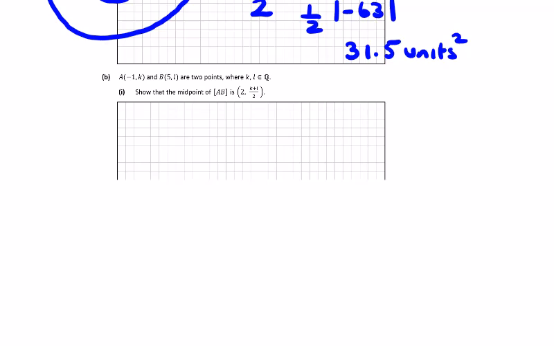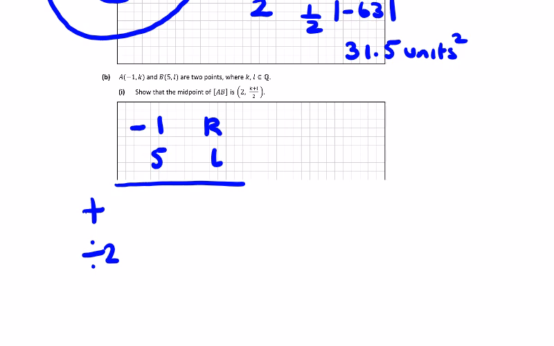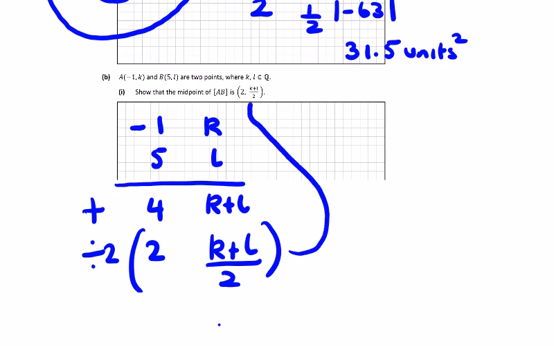Part 2, midpoint. If we go back to our juniors, to get the midpoint we line them up, minus 1, k, 5 and L. What we do is we add together and divide by 2. So adding these together, we're going to get 5 minus 1, which I could just write as 4, and k plus L. Then dividing this by 2, we're going to get 2 and (k plus L) over 2. And that's what we're asked to show the midpoint is. Hard to believe it's a leaving cert question, but be prepared.